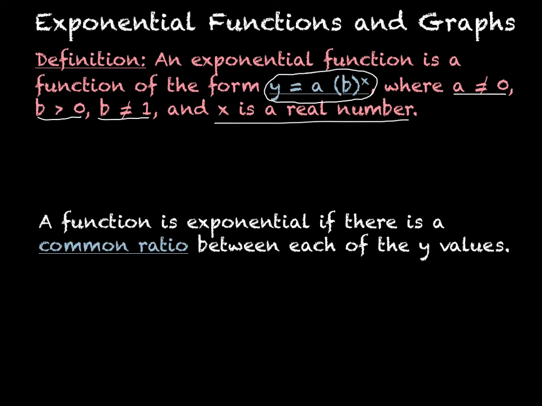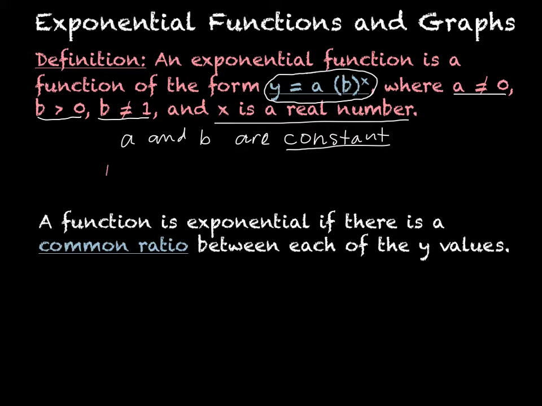So x is going to be our variable that we can change. A and b are constants, so they will always be the same number, and then you change x. Alright, so that is how we will be writing our exponential functions. There are other ways to write it.